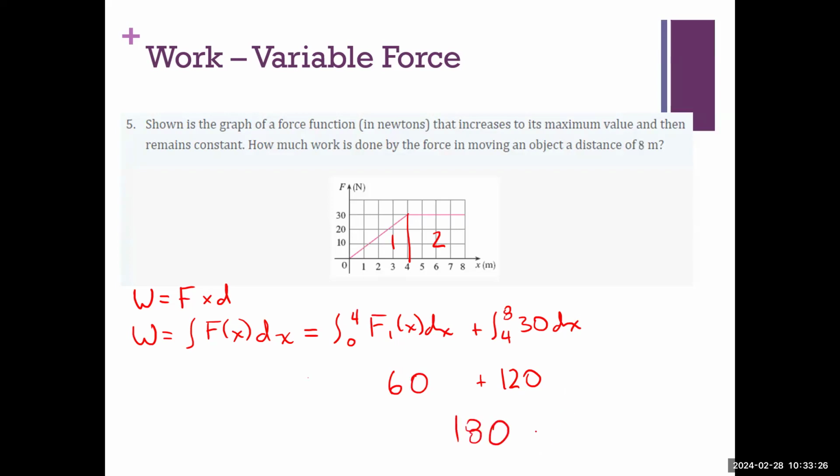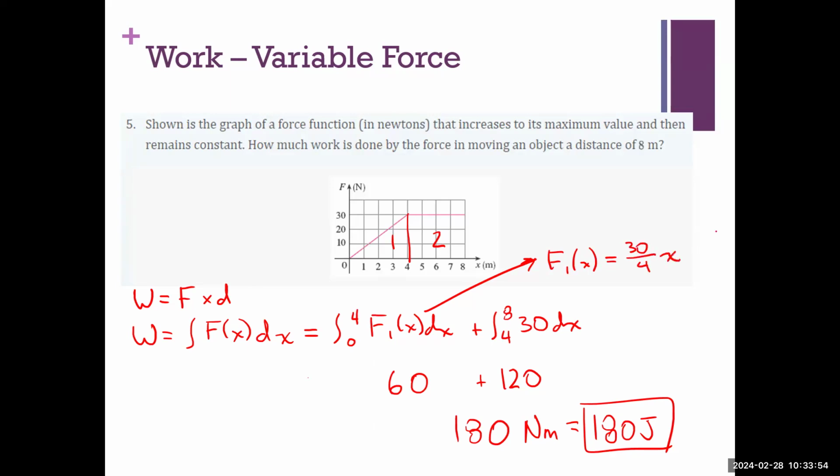What are the somethings? Newton meters or joules. Is that a straight line? I did, yeah, that's why I just wrote down 30 as the function. If we're being completionist, let's give a function for what f of 1 is. 30 over 4 times x. I know that's not reduced, but I think that gives a good idea of, I mean, that's basically the slope that I'm writing down, 30 over 4.